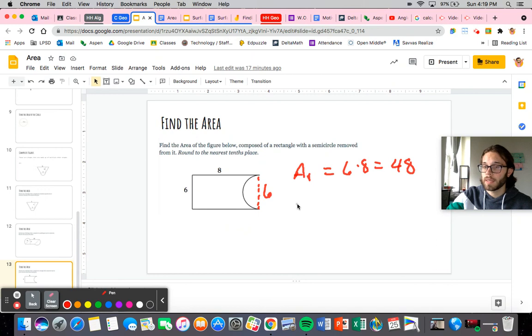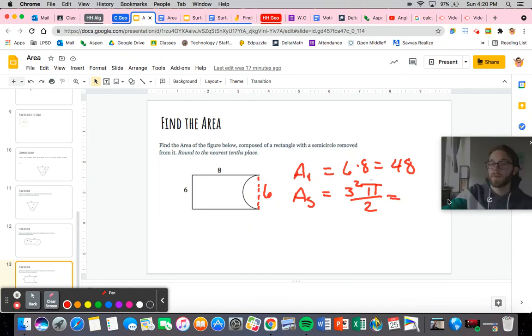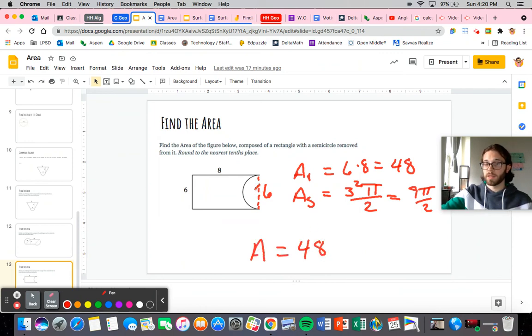But I don't want 6 times 8. That would be the whole thing. But we cut out this semicircle. So the area of the semicircle is going to be 3, because that's the radius, squared times pi divided by 2. Well, what's 3 squared? That's 9. 9 pi over 2. So my area in total is going to be 48. Instead of being 48, which is the whole rectangle, I'm going to subtract out 9 pi over 2.